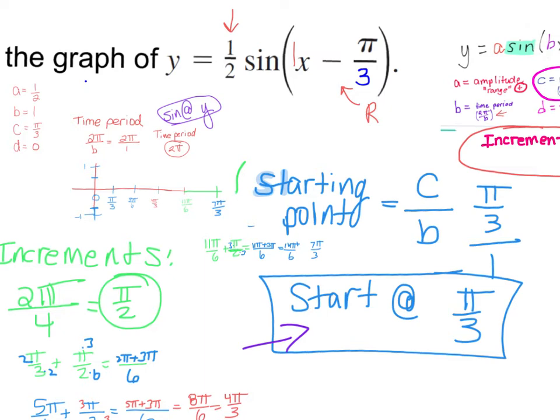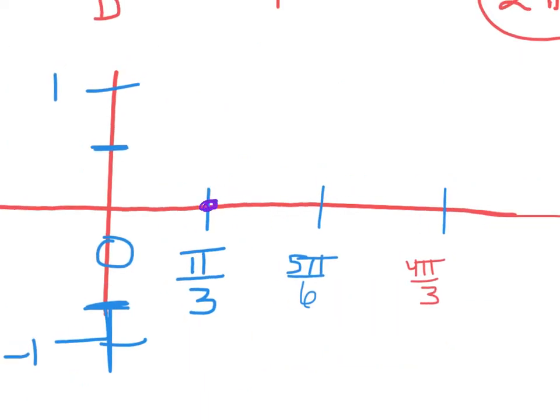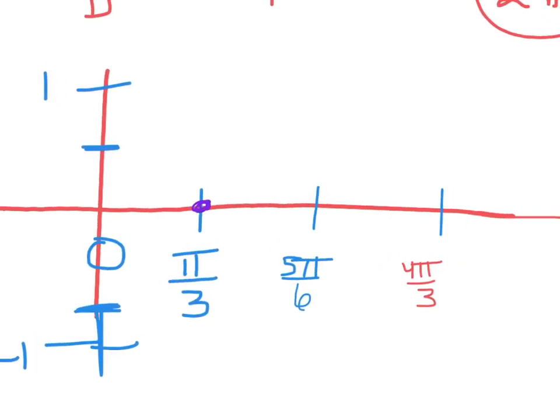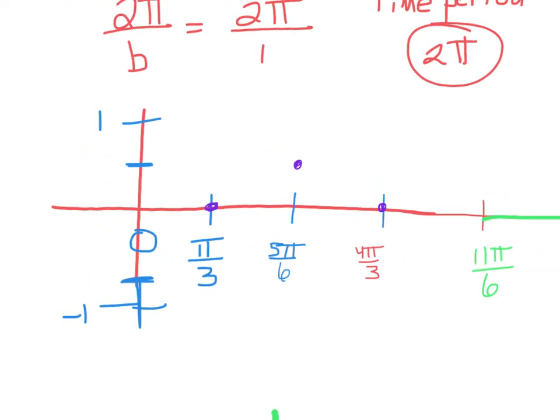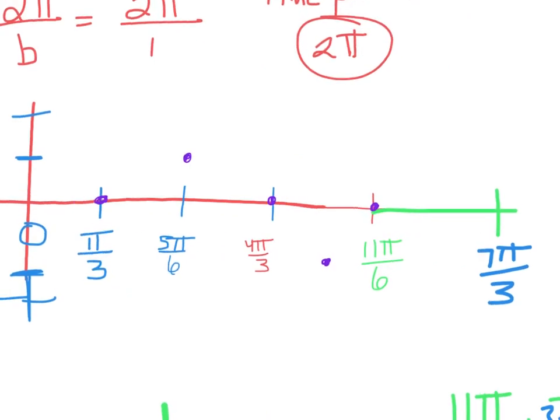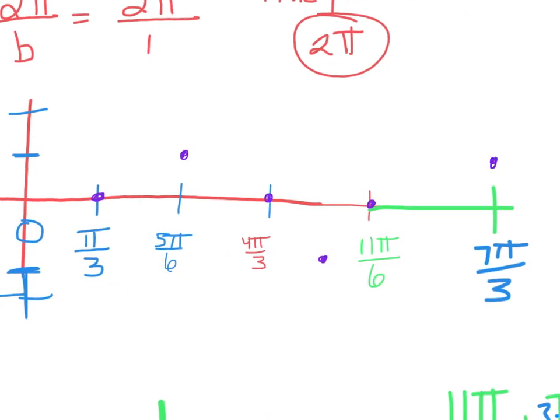That was our phase shift. We're going to start at pi over 3. So I'm going to go right here. And it's positive, so that means I go up. Then I'm back at the x-axis. Then I go down. And then I'm back at the x-axis. And then I go back up. And you could do 25 intervals if you wanted to.